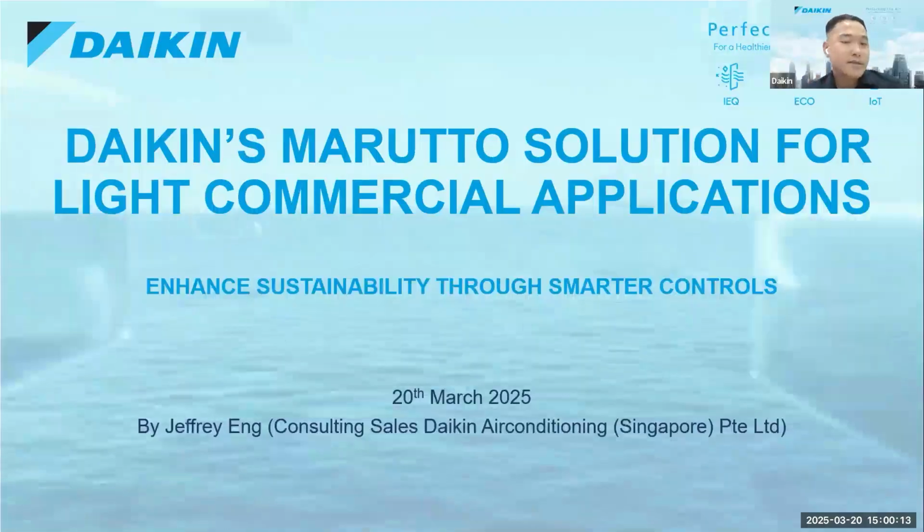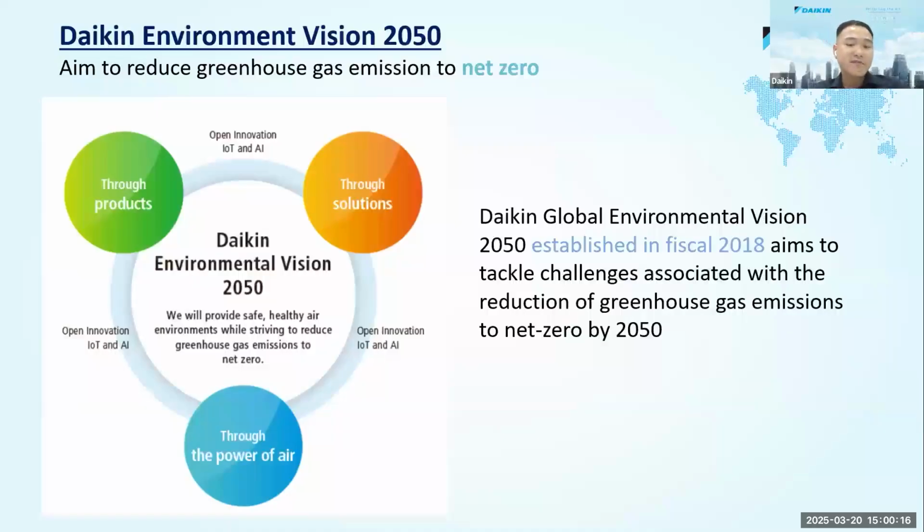So there's the Daikin Environment Vision, whereby Daikin is committed to the Global Environment Vision. By 2050, Daikin aims to tackle greenhouse gas emissions to net zero. There are three main pillars for Daikin: through the product, through the power of air, which is the IEQ, and the third one is through the solution. For this presentation, I'll be focusing mostly on the solution, because on top of the energy efficiency of the equipment, further improvement of energy saving can be done by a centralized controller.